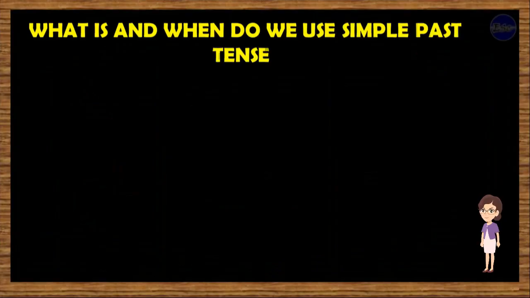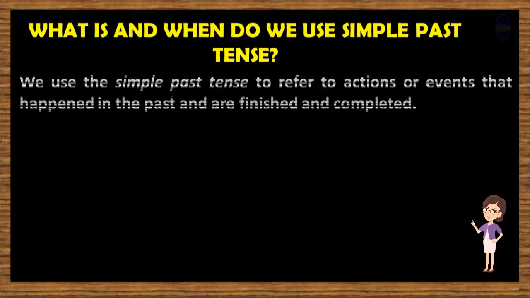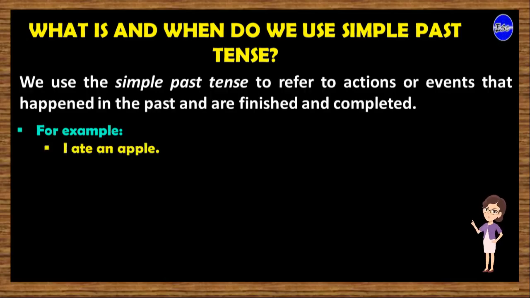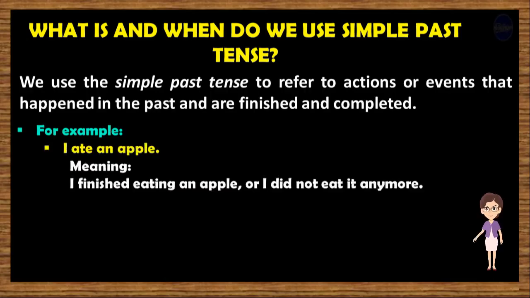What is and when do we use simple past tense? We use the simple past tense to refer to actions or events that happened in the past and are finished and completed. For example, I ate an apple. This sentence means, I finished eating an apple, or I did not eat it anymore.